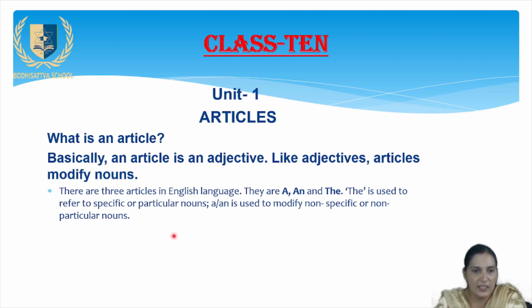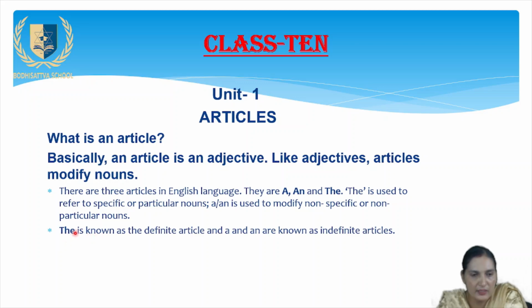And there are three articles in the English language. They are a, an, and the. Basically, a, an, and the are used. They are known as the articles. The is used to refer to specific or particular nouns, and a and an are used to modify non-specific or non-particular nouns.